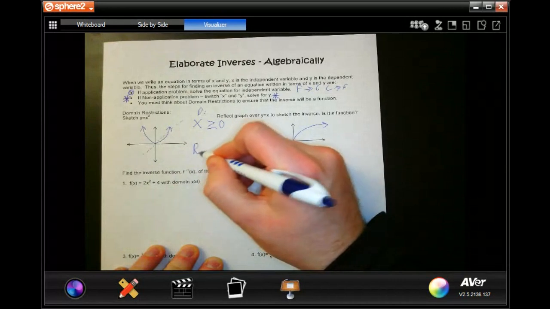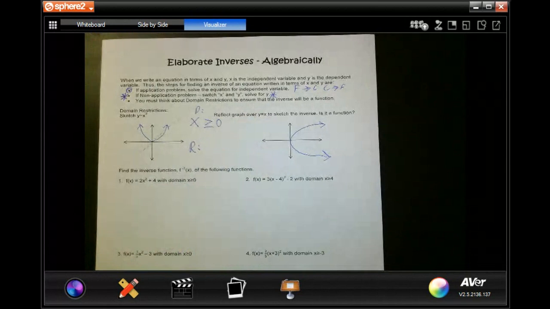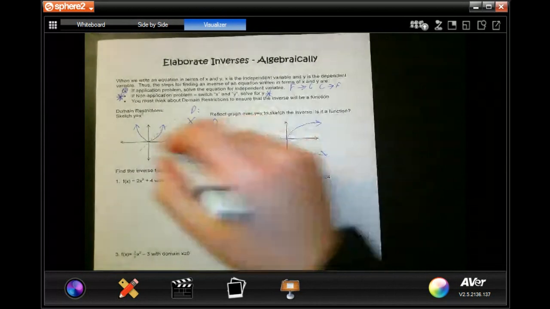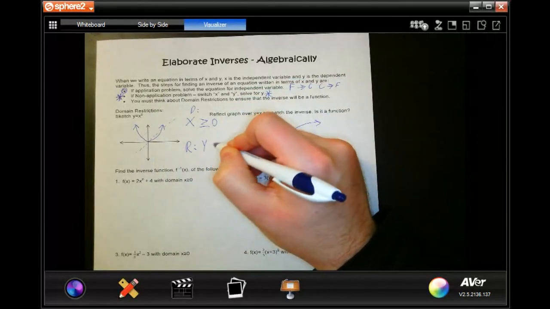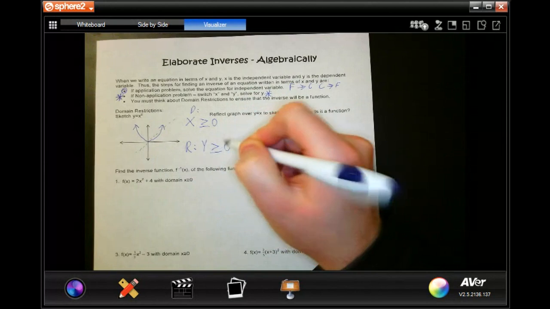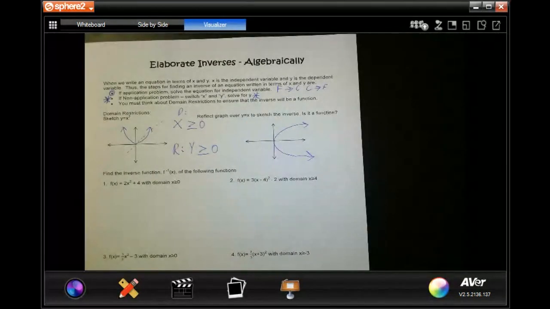What about your range restriction? Would that affect the range as well? If you restrict the domain, what's the range restriction going to be? By the way, it's going to be the same anyway. Y is going to be the same as in the regular parabola, just in this instance, maybe in other instances too. You're going to have y is greater than or equal to 0. Okay, so write both of those down.